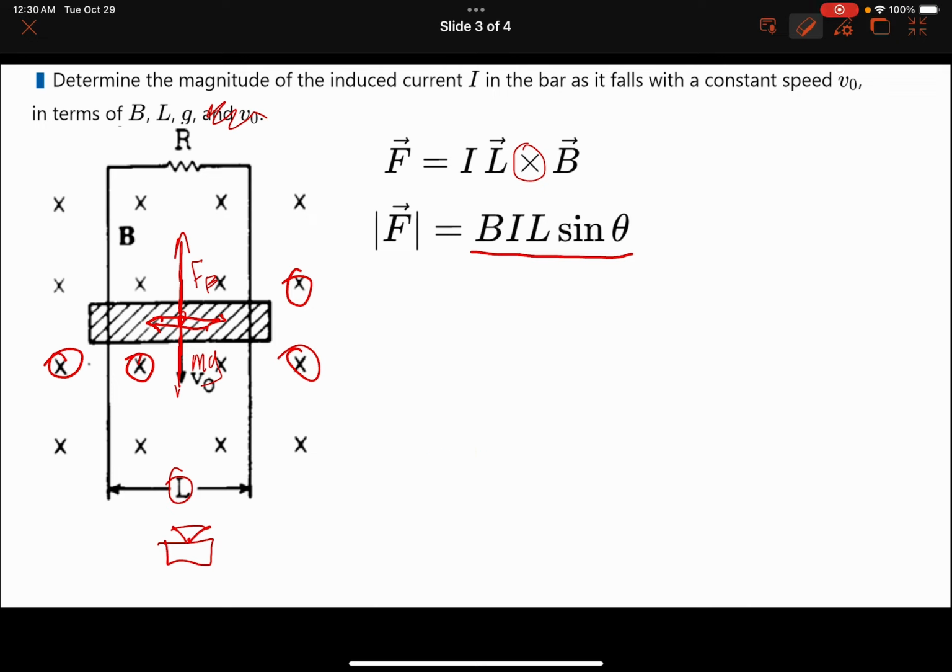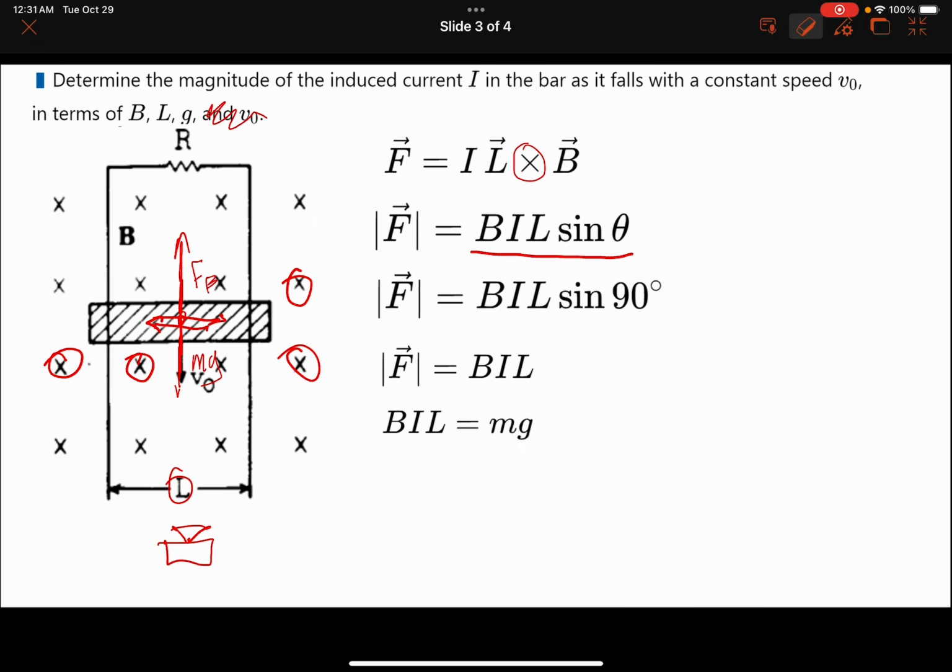So that theta, you can replace with 90 degrees. And what is sine of 90 degrees? It's simply going to be 1. So the force is going to be equal to BIL in this specific scenario. And we already determined that the magnetic force has to be balanced by the gravitational force, so it has to be equal to mg, and solving for I gives us mg over BL. So that is the answer to this part of the problem. You can also determine I in another way, which is going to help us in the next part.